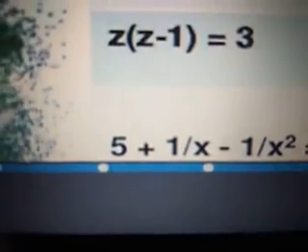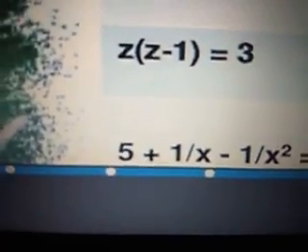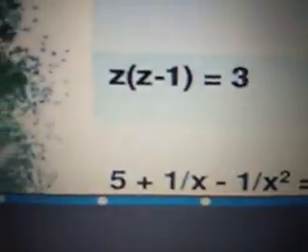And see this one, the last one, 5 plus 1 upon x minus 1 upon x square. X square is there, but it is in the denominator. So if we bring it to the numerator, we just multiply it by x square, and the equation becomes like this: 5x square plus x minus 1 is equal to 0.